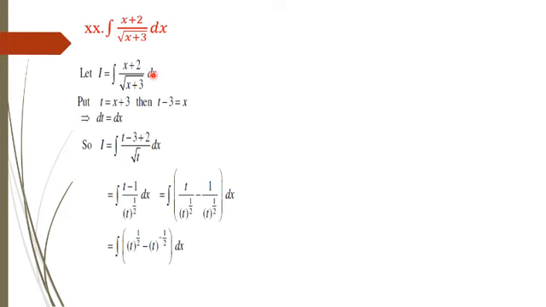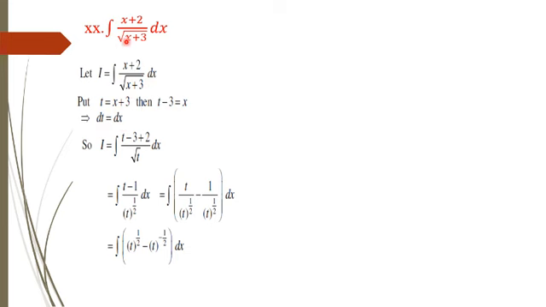Now part number 20, x plus 2 over square root of x plus 3 dx. Let x plus 3 is equal to t. Here we have x, so we need the value of x. So x is equal to t minus 3. Taking differential on both sides, we have dx is equal to dt.